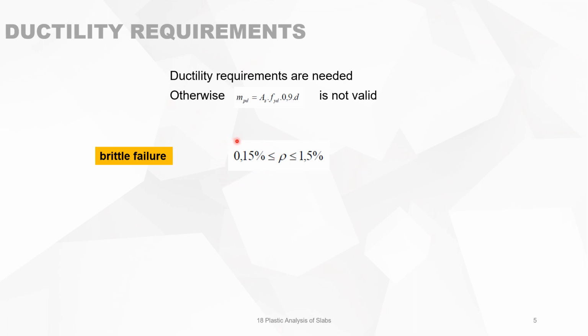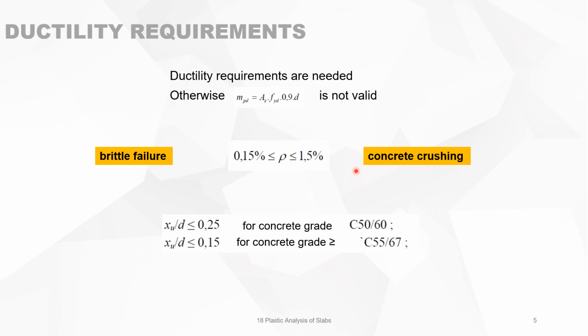The lower limit, 0.15%, you can obtain when you put minimum reinforcement in against brittle failure. So most of the time we will comply with this condition. The upper limit, 1.5%: when the reinforcement ratio is bigger than 1.5%, the danger of concrete crushing as the first failure mode will be there.